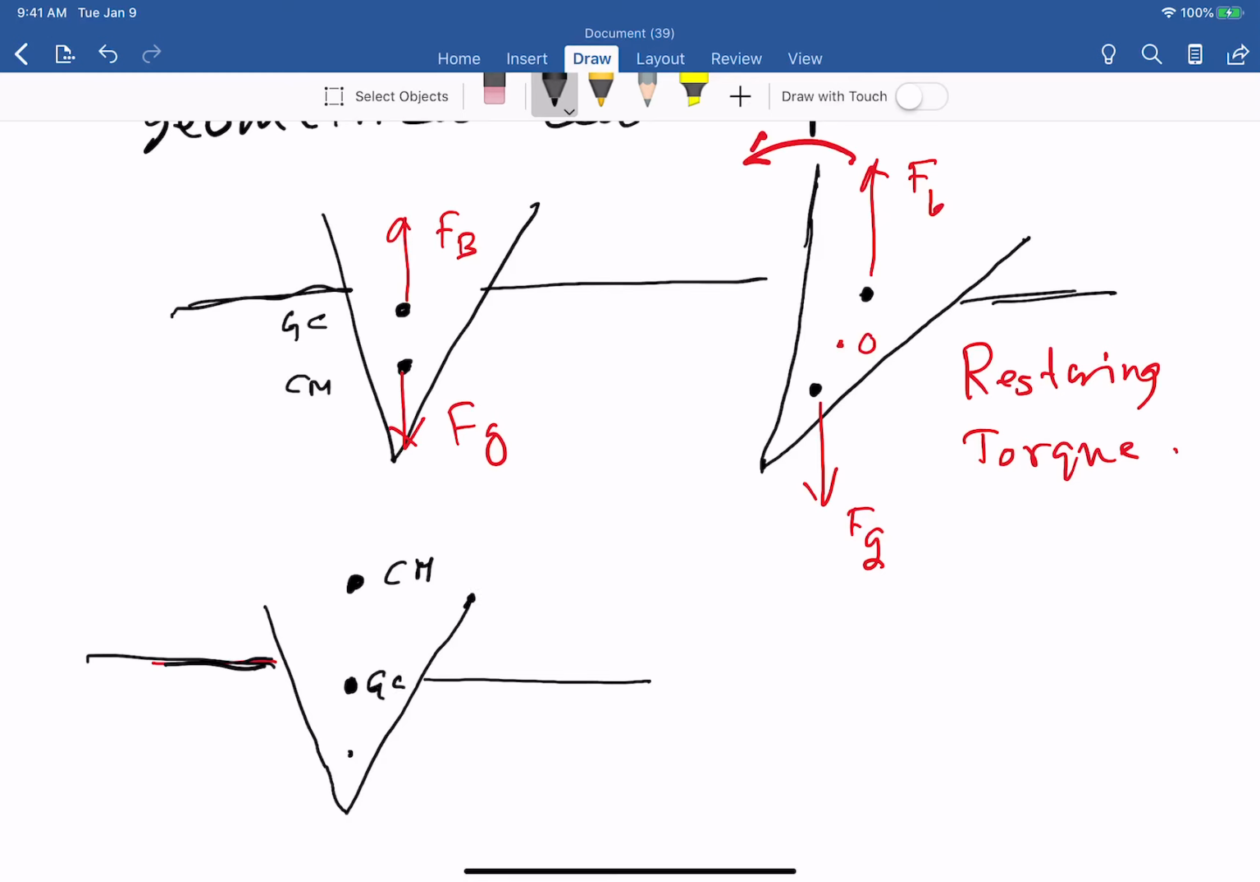Now this ship can be in equilibrium, right? The gravitational force could equal the buoyant force, so it could satisfy the condition of flotation, and it could float, right? However, what would happen if this ship tilts? Let's draw that.